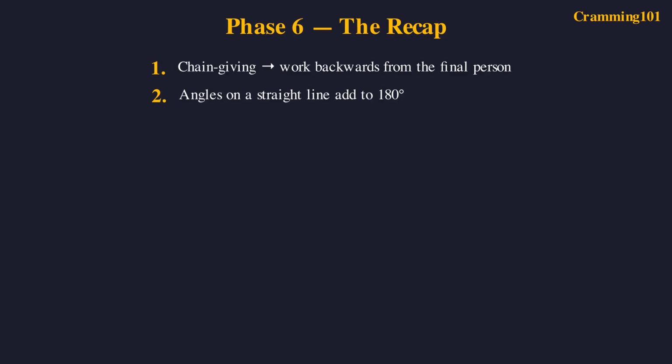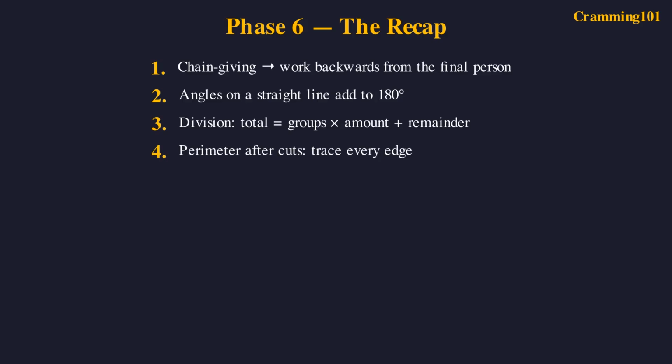Rule 4. For perimeter questions, trace every edge. Do not trust your eyes. Rule 5. For magic squares, find the magic total first. Then use rows, columns, and diagonals to find the missing numbers. Rule 6. For probability and graph statement questions, check each statement one by one. One false statement can change the whole answer.